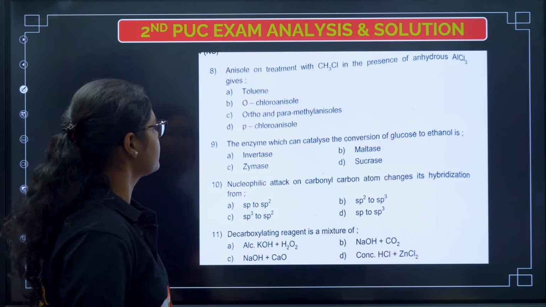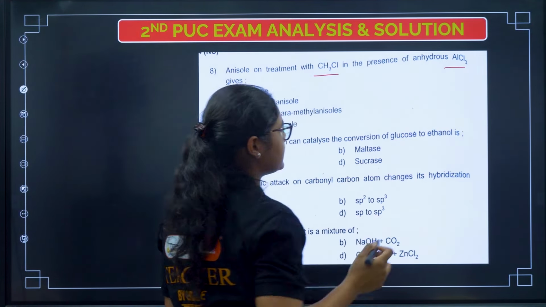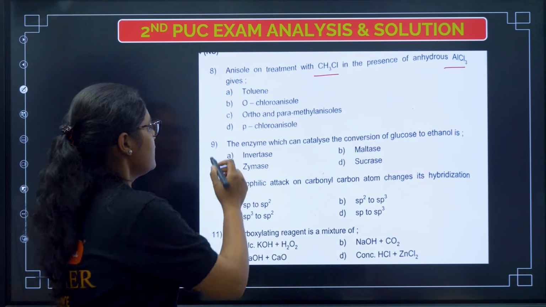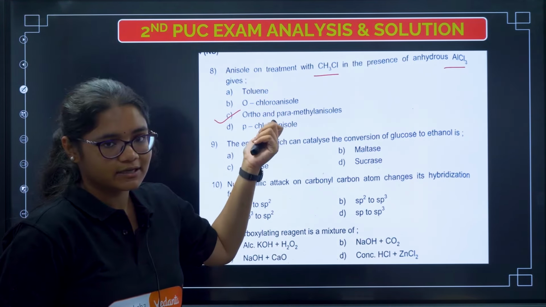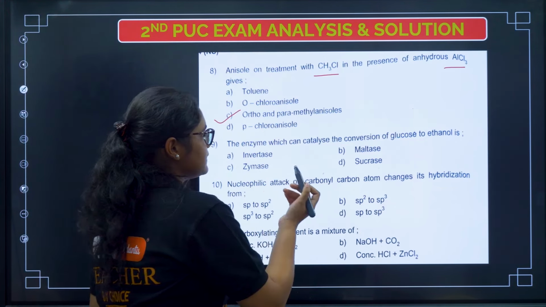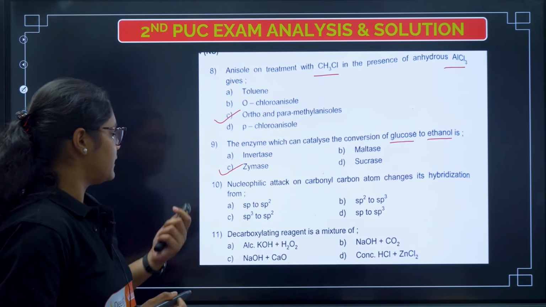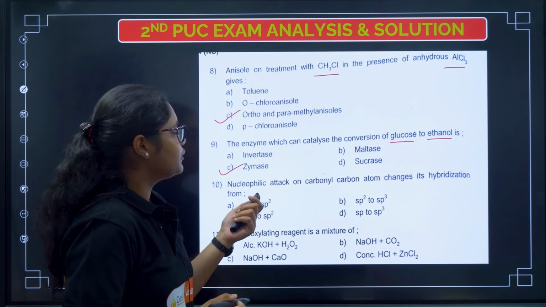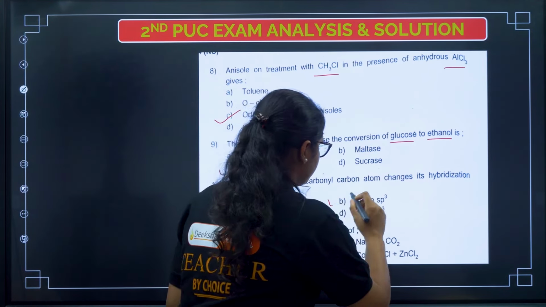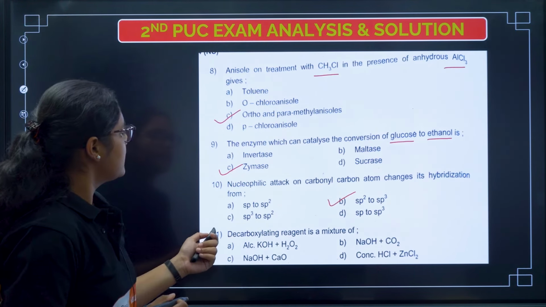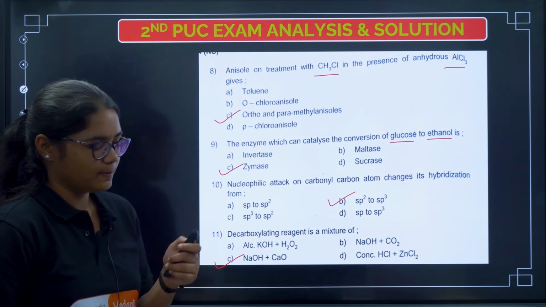Definition based direct question. Okay, next, anisole on treatment with CH3Cl in presence of AlCl3, that is Friedel-Crafts alkylation, will give you ortho and para methyl anisoles. This is also a previous year KSET question. Next, the enzyme which catalyzes the conversion of glucose to ethanol is your zymase, okay, from biomolecules. Next, nucleophilic attack on carbonyl carbon changes its hybridization from sp2 to sp3. Okay. Next, decarboxylating agent is a mixture of soda lime, that is NaOH and CaO.